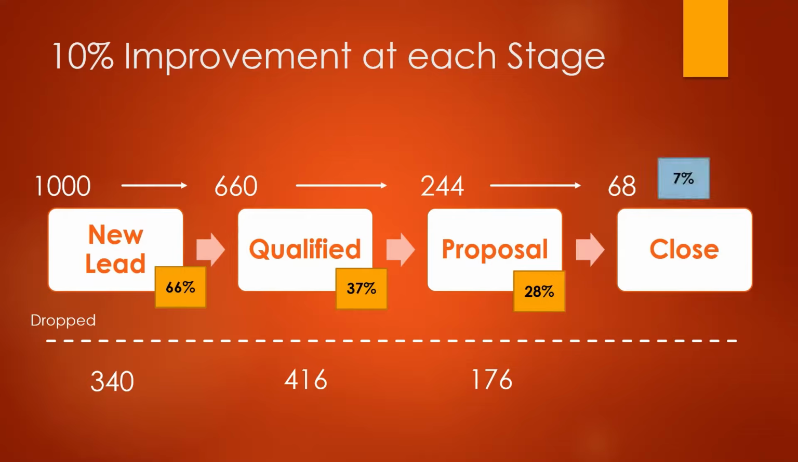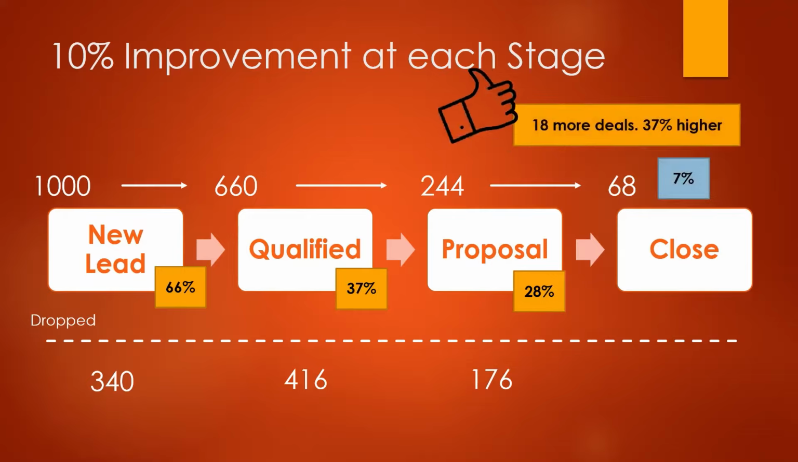So your conversion now becomes 7%. You close 18 more deals and your final conversion is 37% higher. If you targeted a 10% improvement only on the end-to-end conversion, you would have closed 5 more deals.